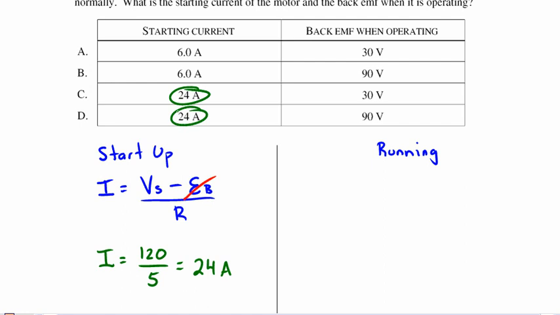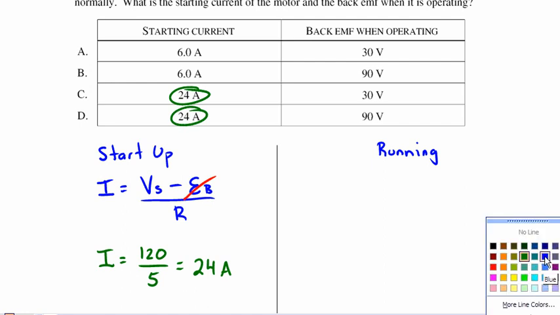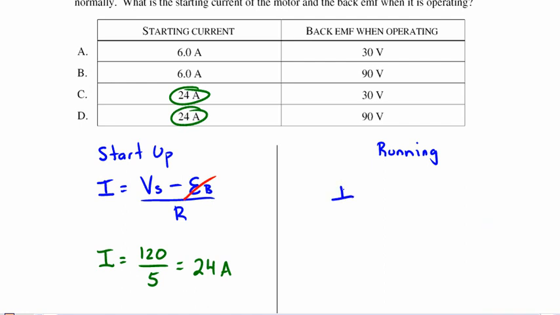When we're running full blast, they wanted us to find the back EMF. No problem. Again, only really one main idea here. It's an Ohm's law variation. We've got our source voltage minus our back EMF, all divided by the resistance of the coil. So that numerator is like the effective voltage. All right, the current, when we're operating normally, is way down there at just 6 amps.